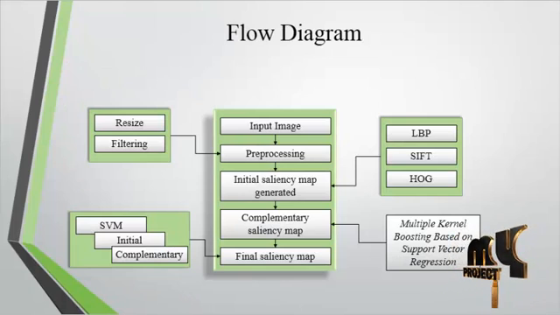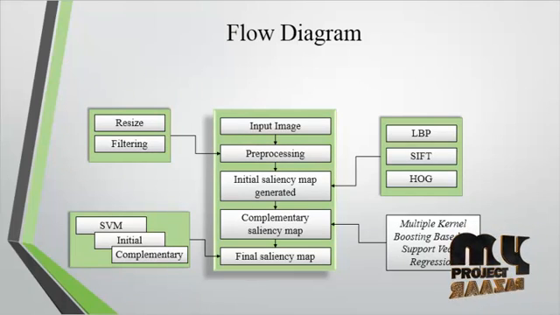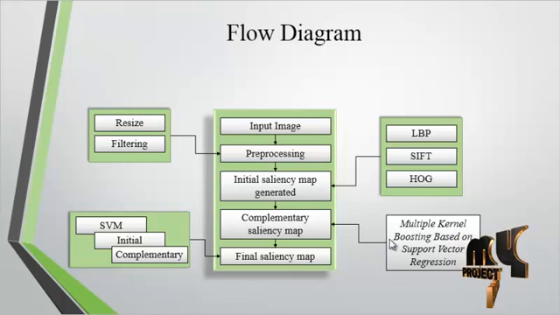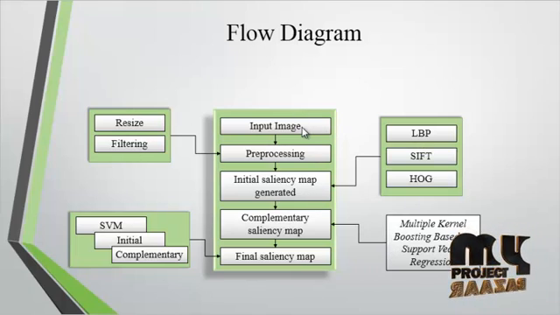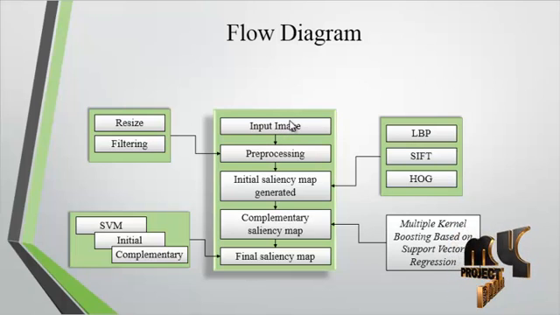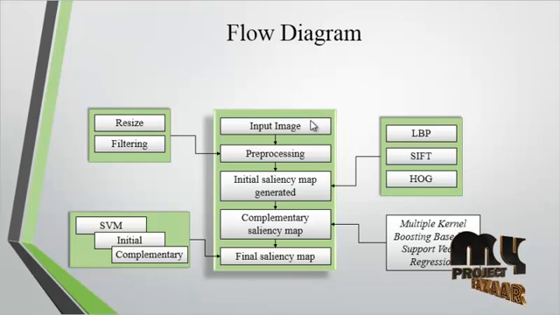Now we discuss the flow diagram for the process. This is the overall flow diagram for the whole process. In that you can see the input image module. In the input image module, you take the input image from the dataset. The dataset is a folder which is a collection of several images that undergo the process.